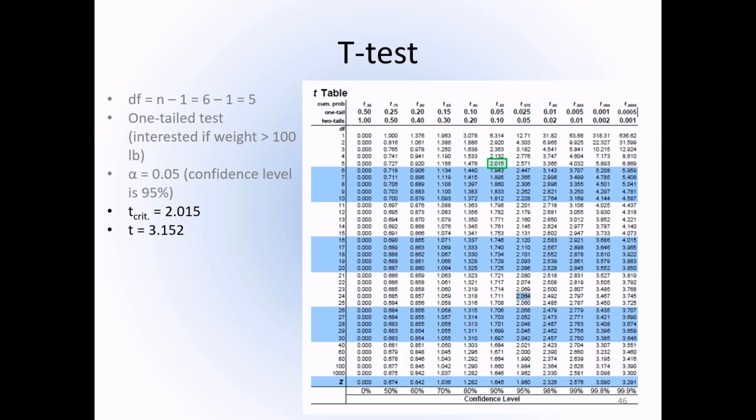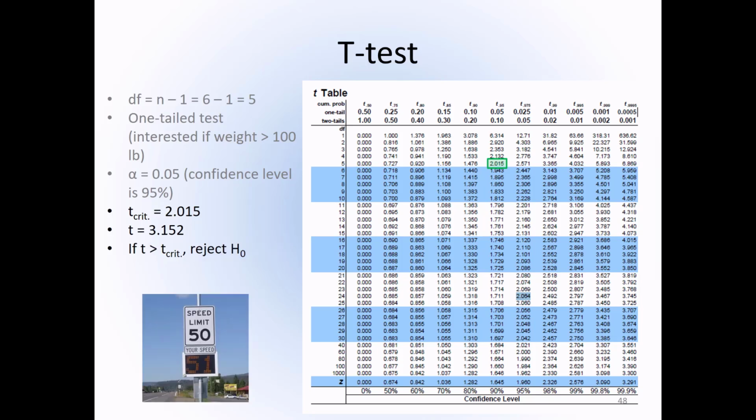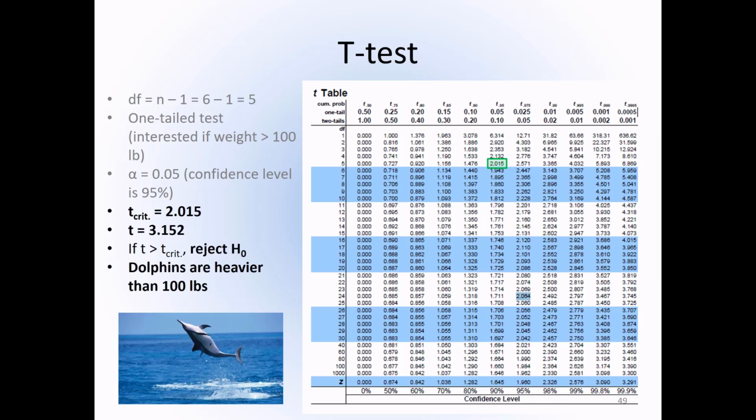We'll then compare our test statistic, t, to this critical value. And again, if our test statistic is less than our critical value, then we're going to fail to reject the null hypothesis. There's not enough evidence to support a difference with the mean and the hypothesized value. If the test statistic is greater than that critical value, then we can reject that null hypothesis. There is some type of a difference based on the data that we've collected in our sample. In this particular case, our test statistic is greater than that critical value, and so we can infer that the dolphins in our population are heavier than that 100 kilograms than we would have hypothesized.